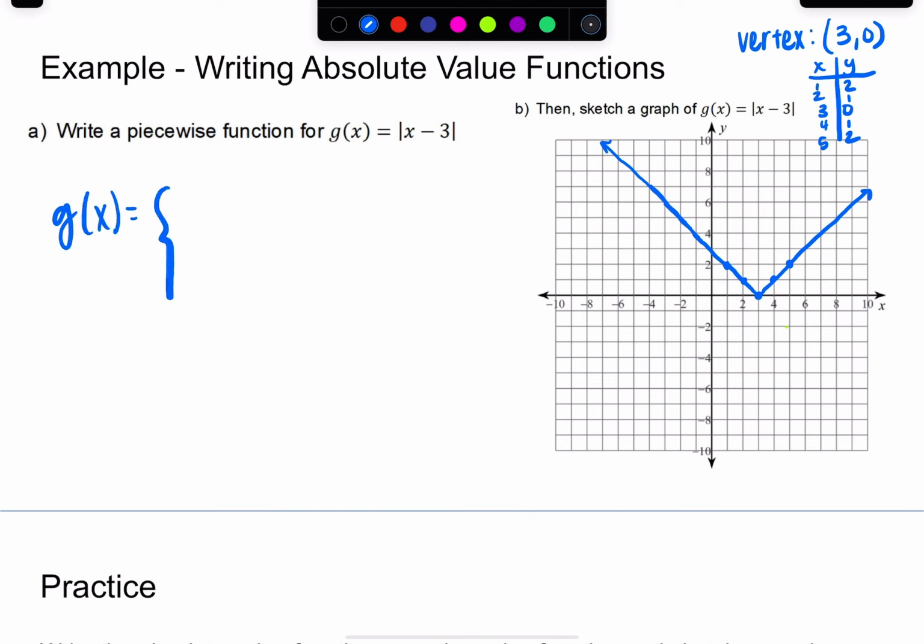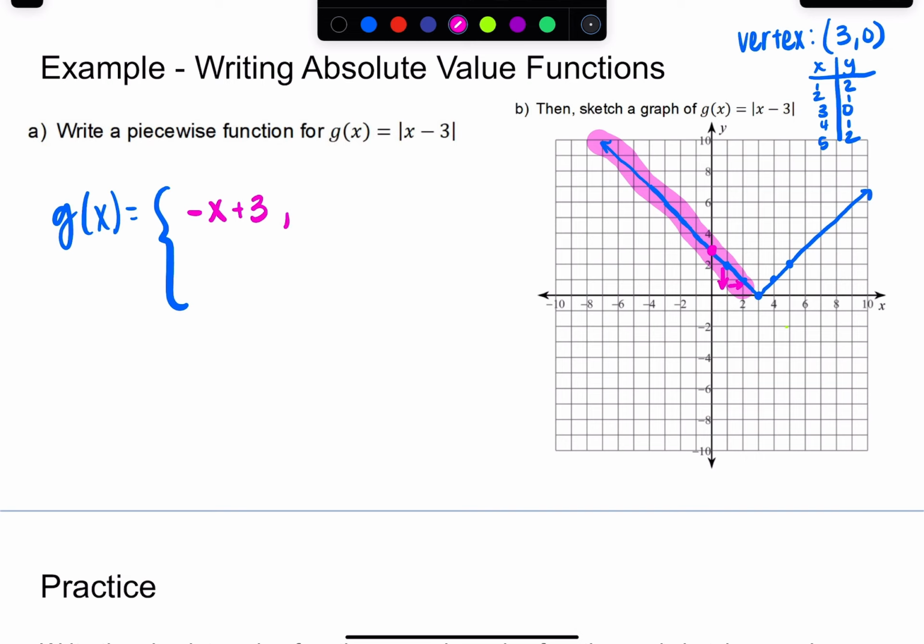So g of x equals, I'm going to separate this into 2 lines. My first line is this part right here, the left side. I'm going to write the equation for that line. So I'm going to find the slope and the y-intercept. My slope, you can pick any 2 points. I'll do the ones that I plotted so I know for sure I'm doing it right. I go down 1 and then right 1. So my slope is negative 1. So we have got negative x. And then my y-intercept crosses right here at the point 3. So plus 3.